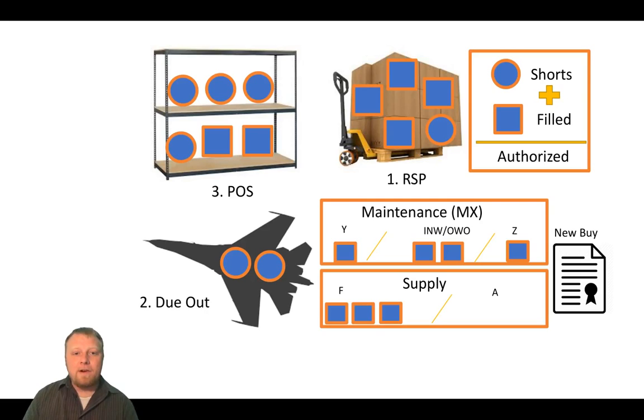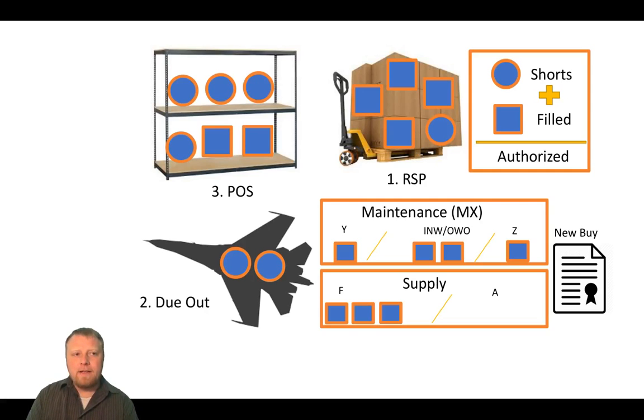Every time there's a circle or a short, the base or the field, whoever needs that part, will submit a requisition to supply, whether it's from the RSP or the POS, and then I'm going to talk to you about the due outs in a moment. So you have to fill out a requisition, and that will notify the supply chain that there's a part in need. Now, how badly do you need that part? That depends on where it came from. Did it come from RSP or POS? And finally, did it come from a due out?